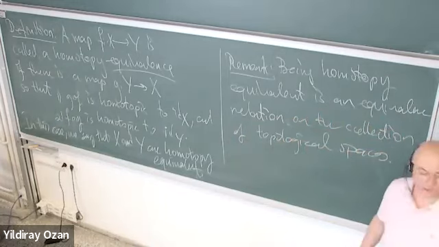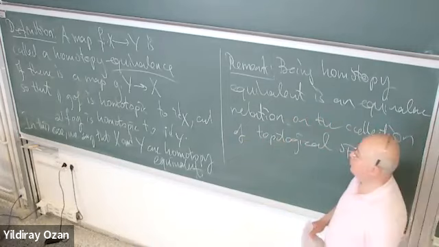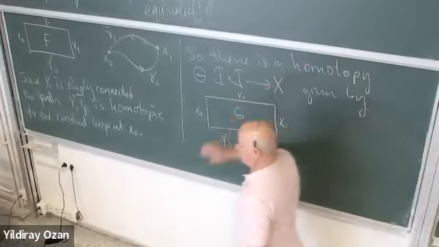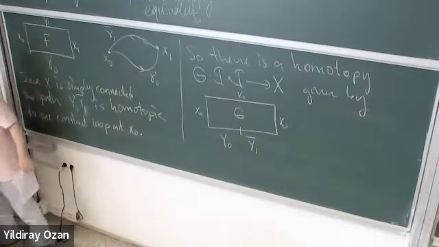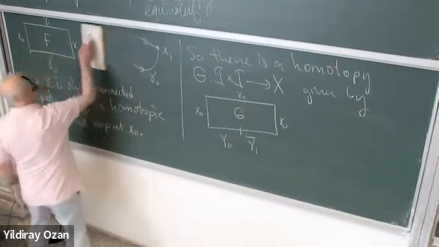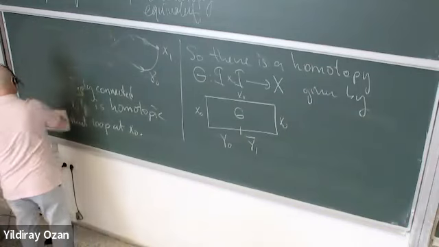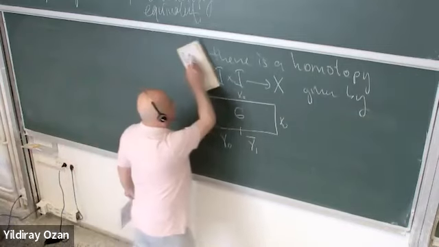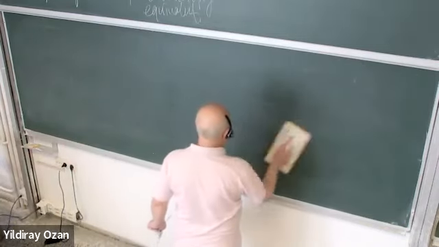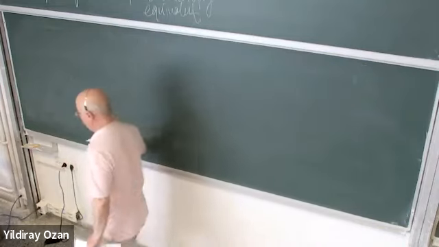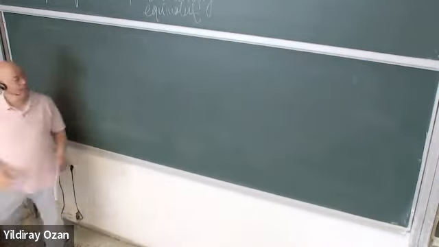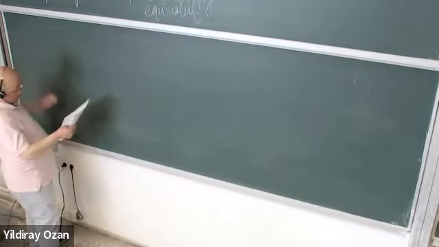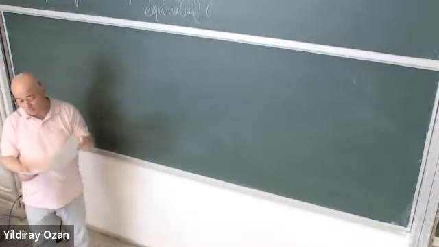This is much weaker than being homeomorphic. It's a very rough classification of spaces, but in some cases, in some special classes of topological spaces, being homotopy equivalent is equivalent to being homeomorphic. Let's see some examples.